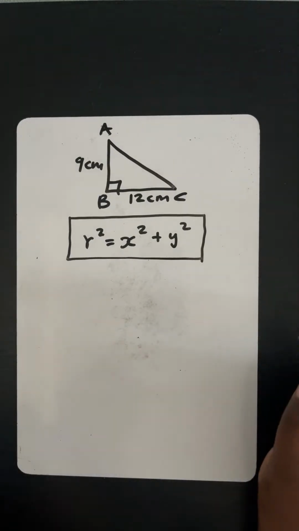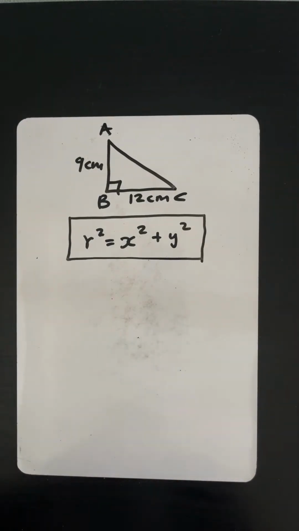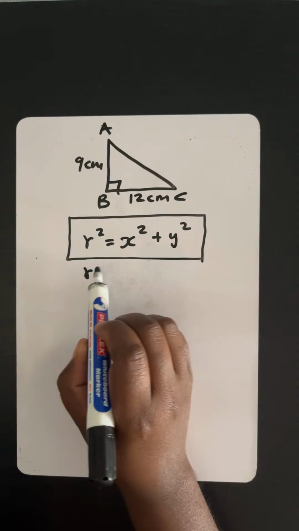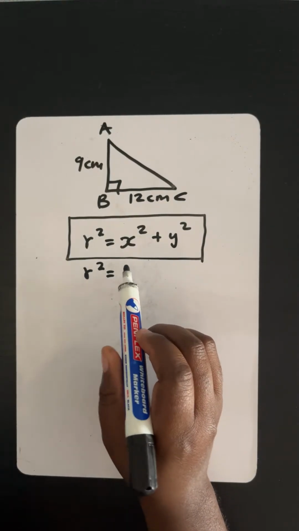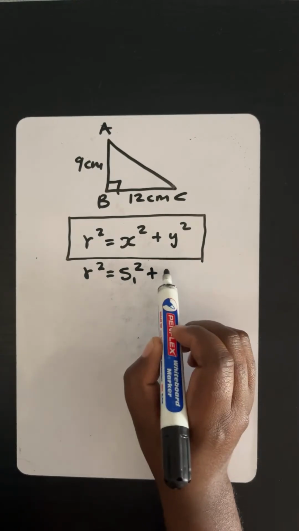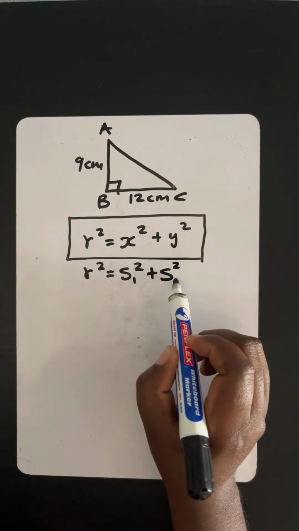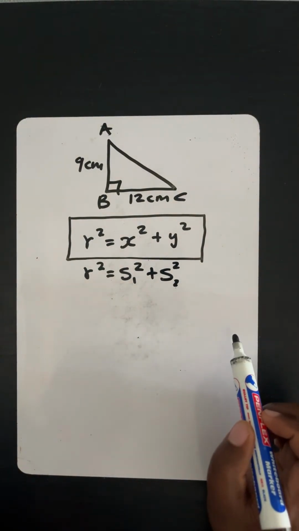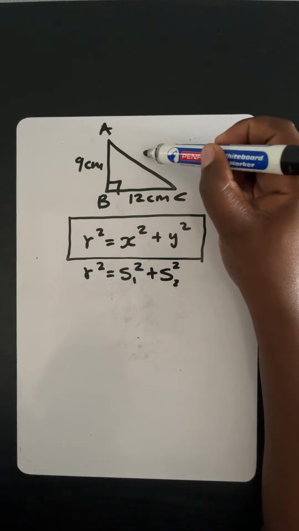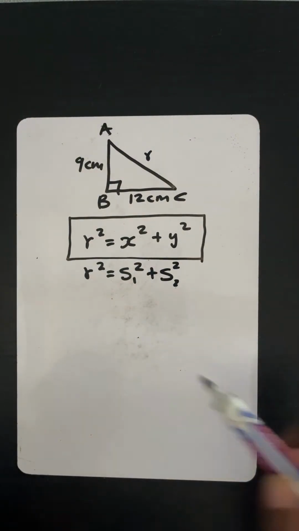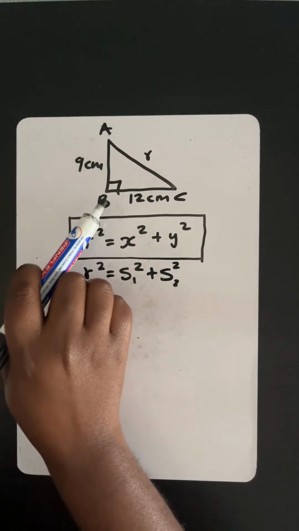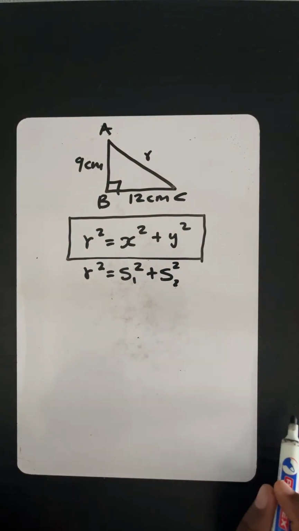So now what I'm going to do is to apply that formula. Maybe for this first example, let's interpret this as if we are saying r squared equals side 1 squared plus side 2 squared. So in this case, your r side is that side AC. Then side AB could be your side 1, and then side BC is your side 2.